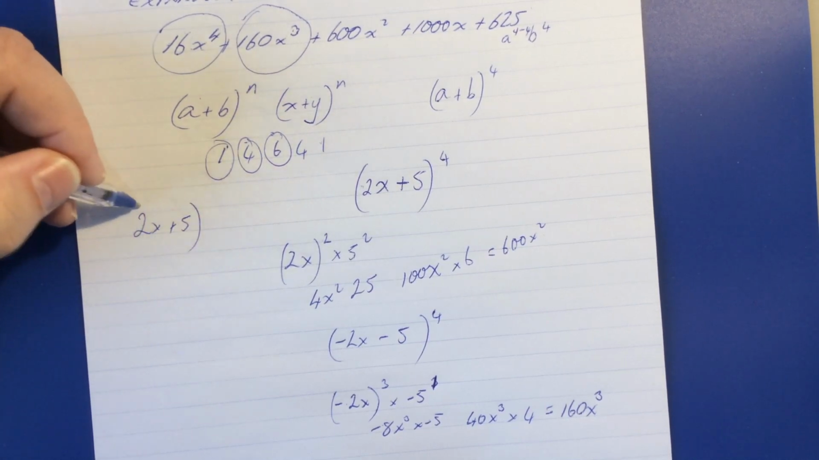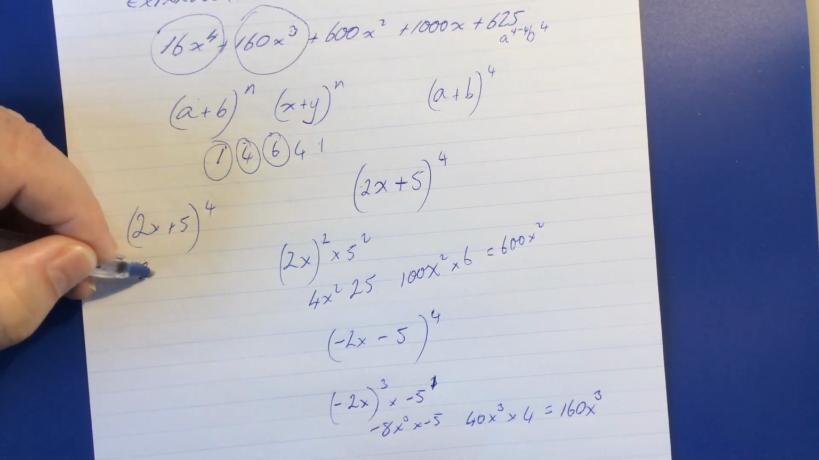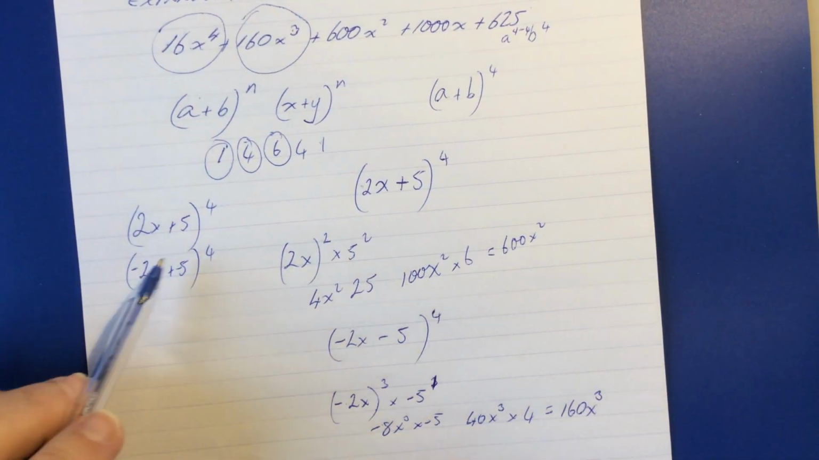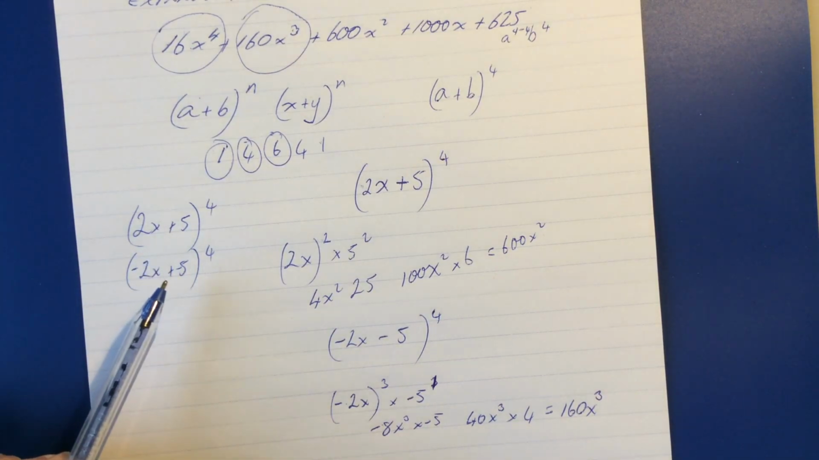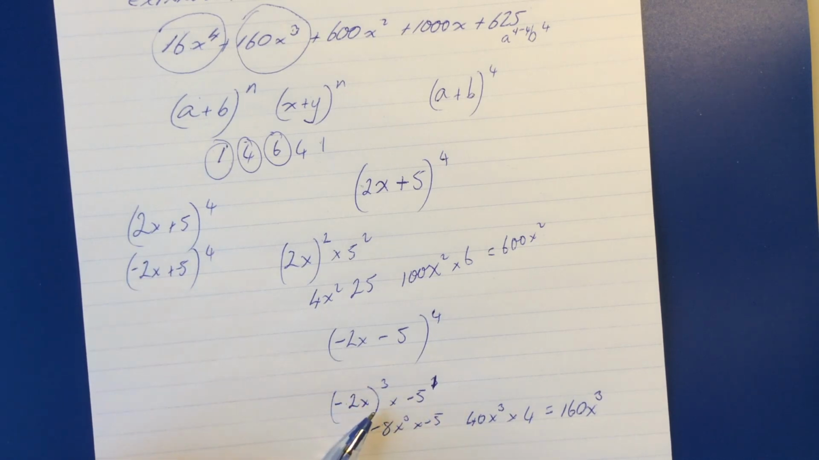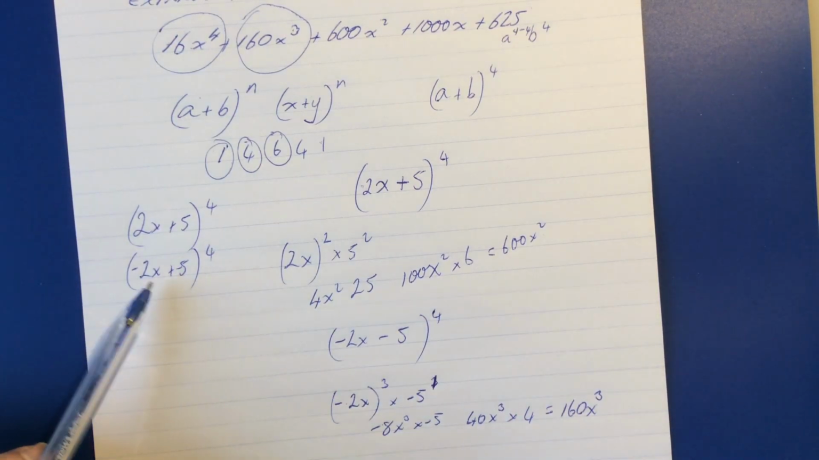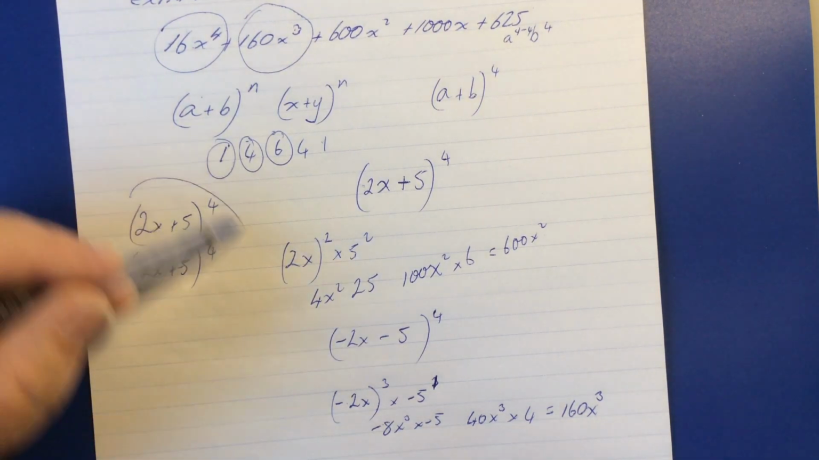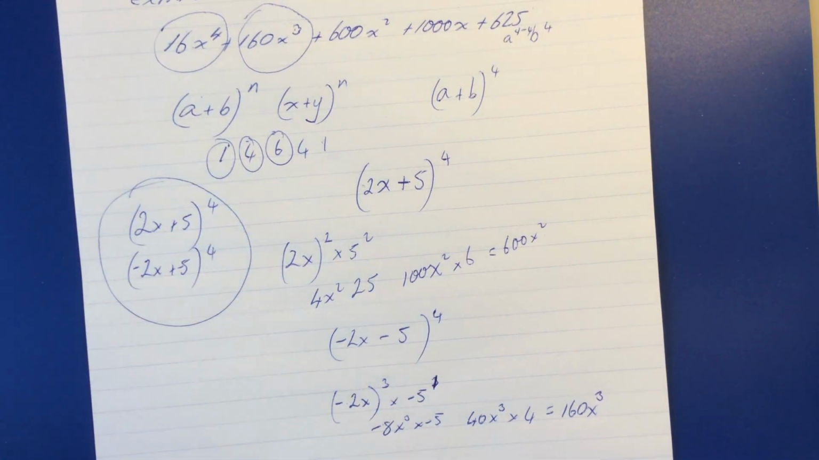Okay, so when it comes to answering this question, I think we have two possible solutions. This one and this one. Now, I'll explain why. If this were positive and this were negative, we wouldn't get this outcome. It's very simple. It's just here. Negative 8 times 5 would be negative 40, times 4, negative 160. If this were negative and this were positive, we'd have negative 8x squared times positive 5, which would give us negative 40, times 4, which would give us negative 160x cubed. These are our answers, and that's the working to get there.